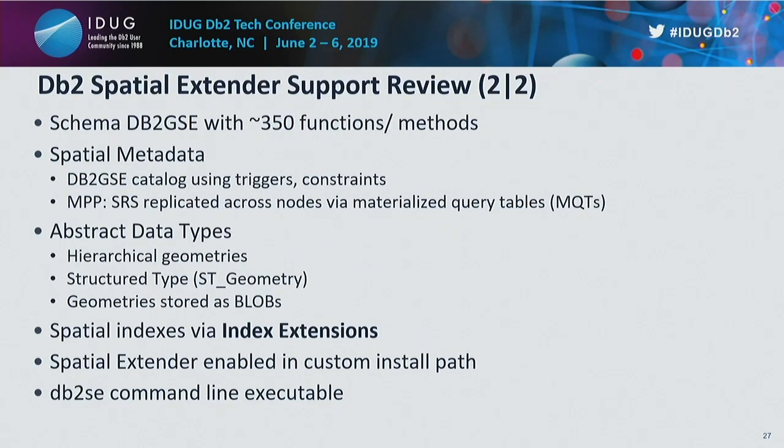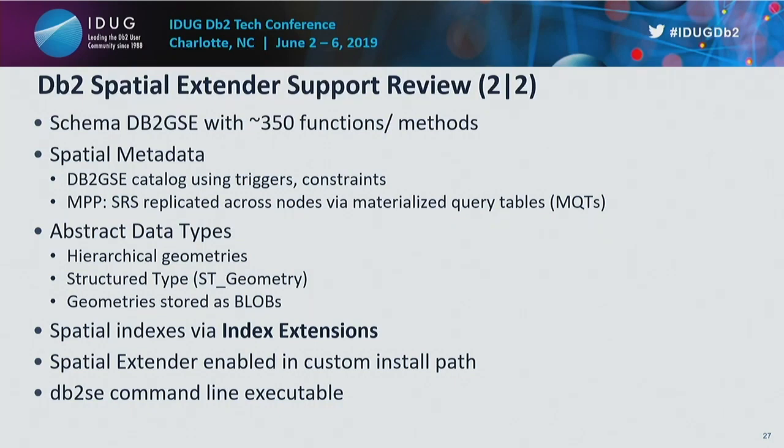When you enable your database, your DB2 system, with extender support, what you get are about 350 functions and methods that will appear in the DB2 GSE schema. And then there'll be some additional spatial metadata that gets stored in a separate set of tables, again in the DB2 GSE schema, that are basically like an additional set of catalogs for the spatial information.